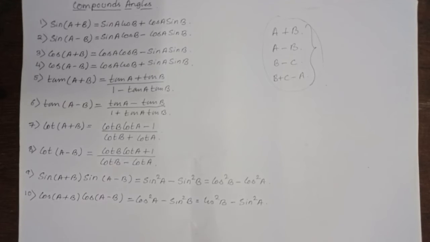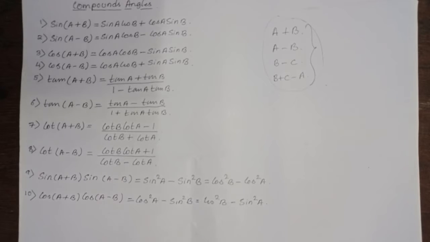Similarly, tan(a+b) is (tan a plus tan b) over (1 minus tan a tan b). Another one is tan(a-b), which is (tan a minus tan b) over (1 plus tan a tan b). Cot(a+b) is (cot a cot b minus 1) over (cot b plus cot a). Eighth formula is cot(a-b), which is (cot a cot b plus 1) over (cot b minus cot a).